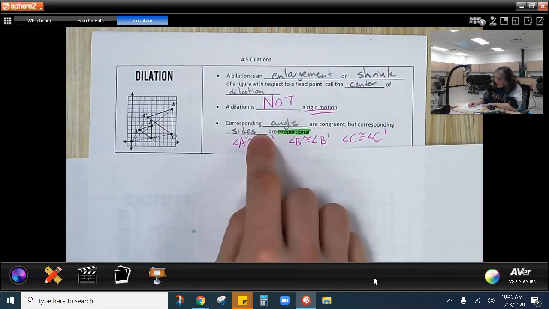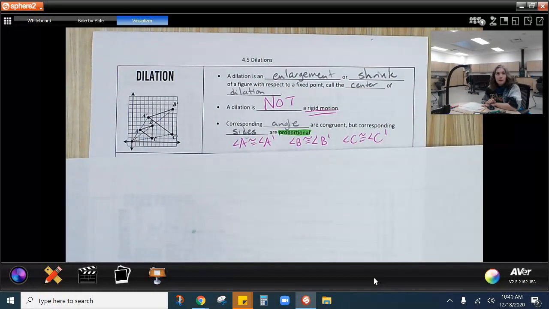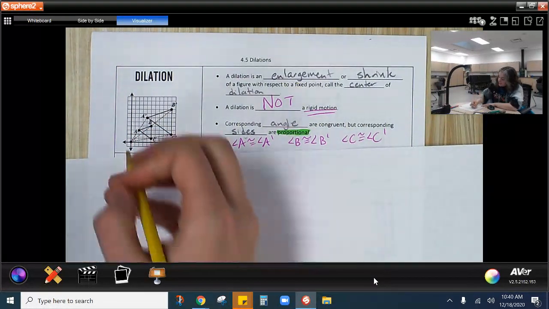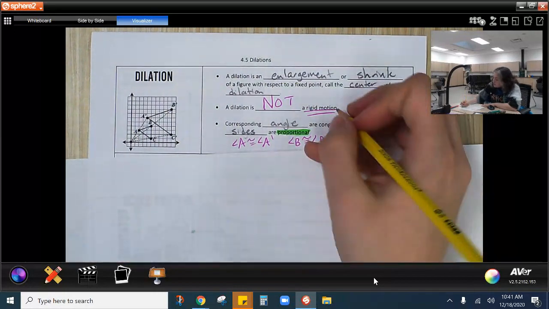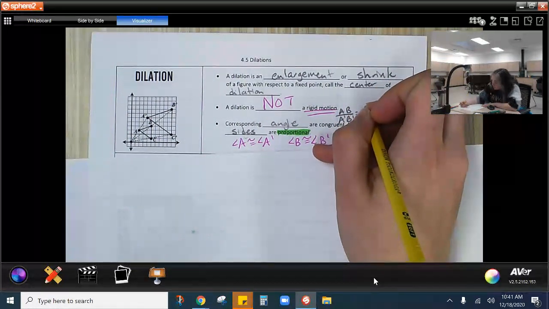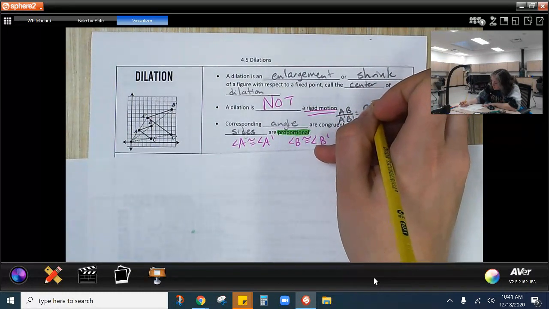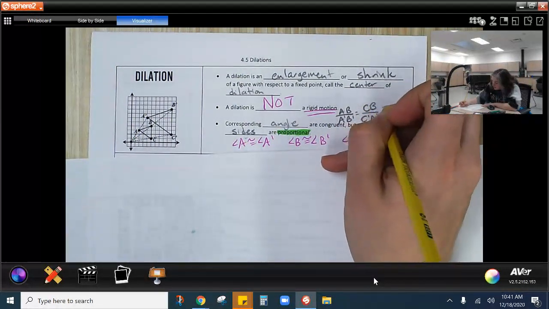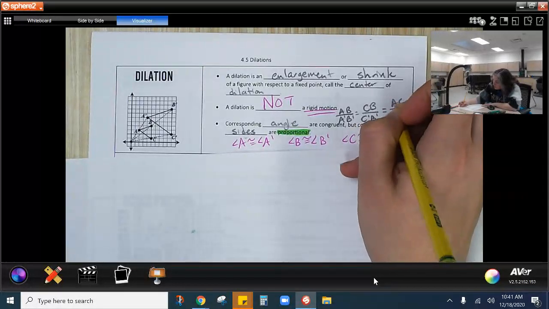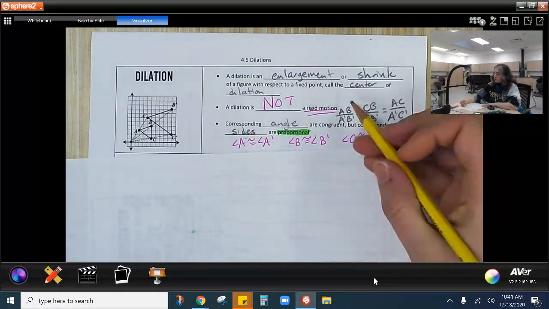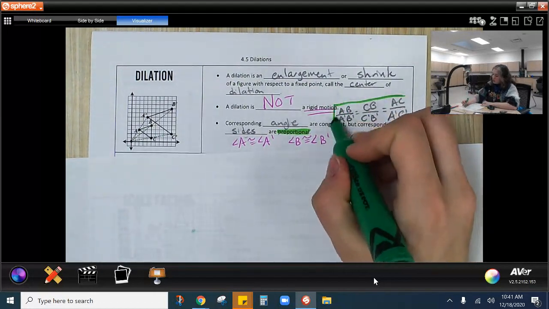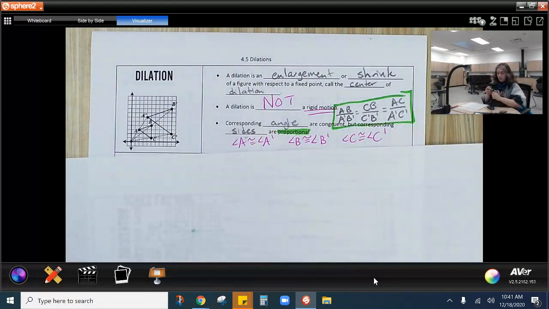All right. The sides are proportional. So that means that the length of AB, and I'll try and write this right here. So AB over A prime B prime is going to equal CB over C prime B prime, which is going to equal AC over A prime C prime. All right, so those ratios will all be the same. That's what it means by proportional. And we'll get more into this when we start studying triangles in chapter 5.